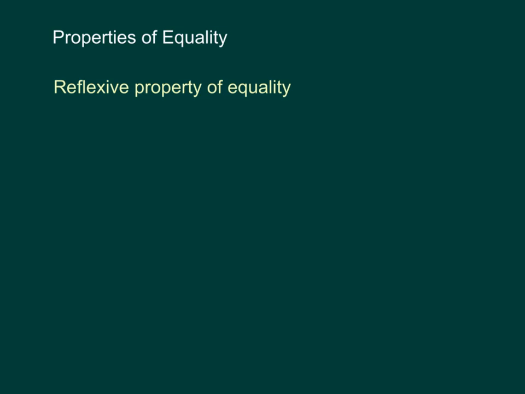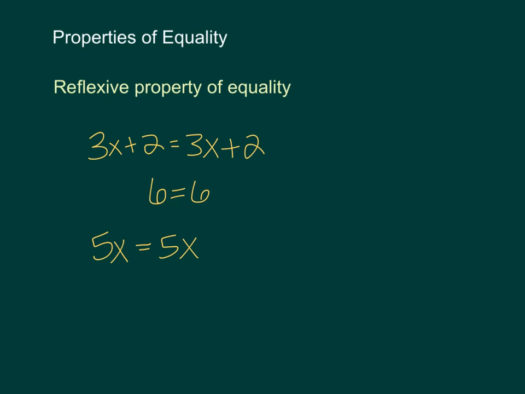So the reflexive property is simply stating that a quantity is equal to itself. So there's only one equal sign, it's only one equation we're talking about, and it's where you have the same exact thing on both sides. So 3x plus 2 equal to 3x plus 2. That's an example of the reflexive property. Or 6 equals 6, or 5x equals 5x. If the same exact thing is on both sides, that's reflexive. Same exact thing.